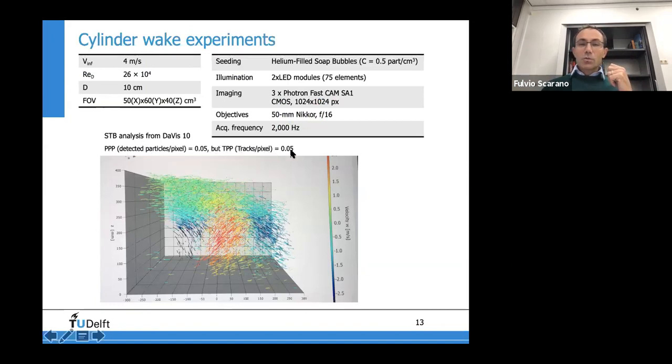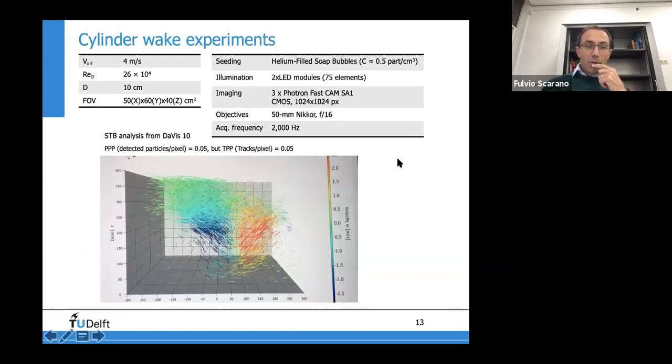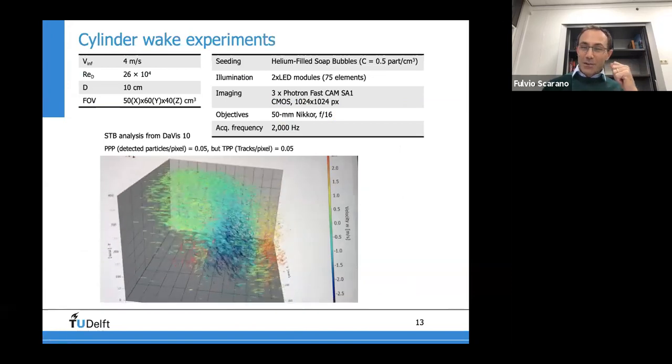But actually, so far, I made a typo here, my mistake. We get only 1/10 of that. So we get only 5,000 tracks out of the 40 to 50,000 particles detected. So probably we still need to tune the parameters of the algorithm better to get all the particles in the images. This is a snapshot I took with a camera of the computer screen.